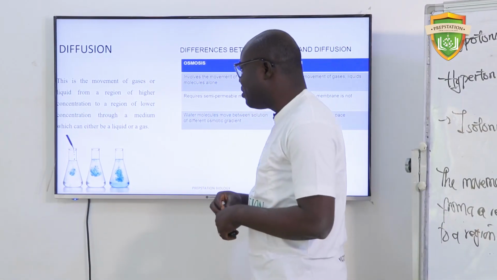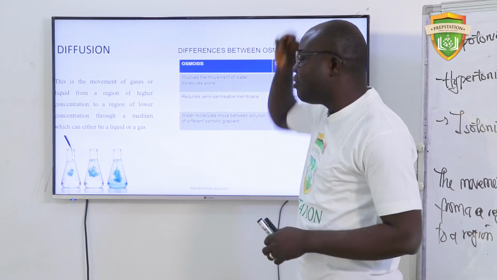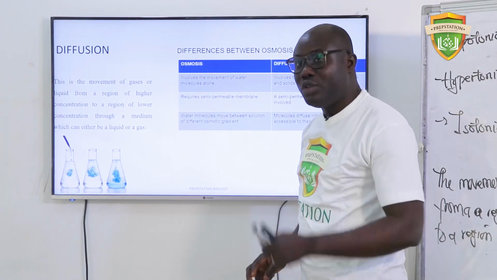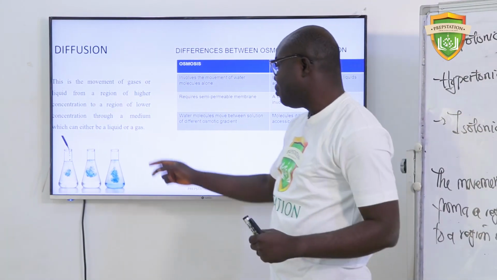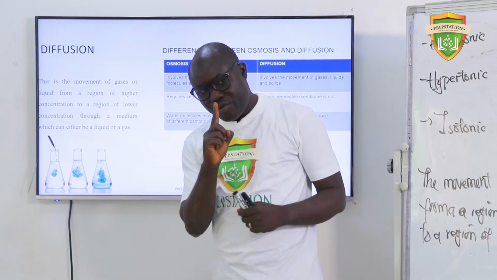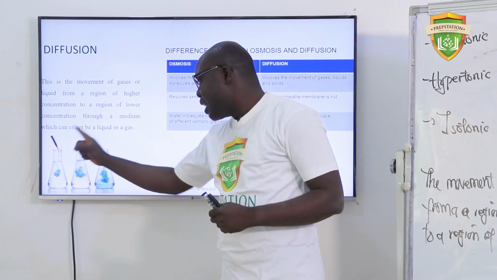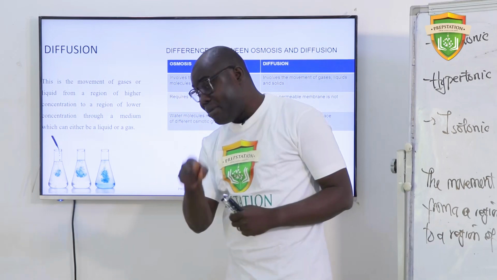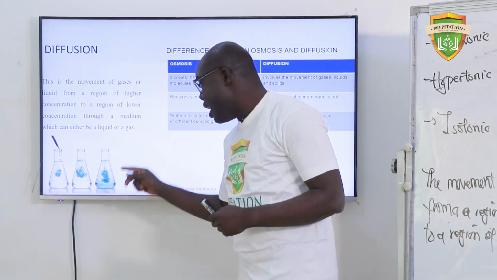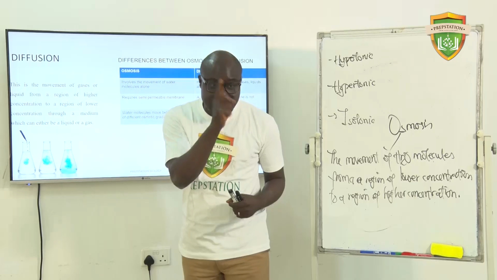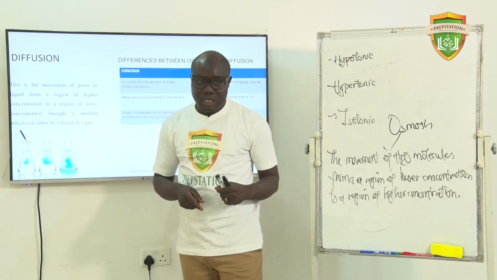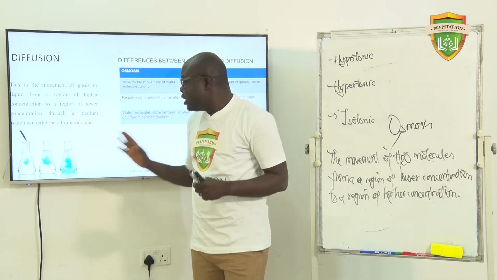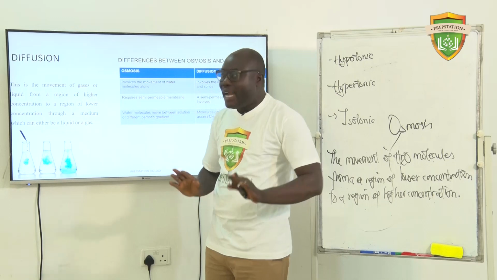It is the movement of gases or liquid from a region of higher concentration to a region of lower concentration through a medium. Please stay with me. Through a medium, which can either be a liquid or gas. Remember that this diffusion does not involve a semi-permeable membrane. It doesn't involve it. Now, it is through a medium which can be either liquid or gas.